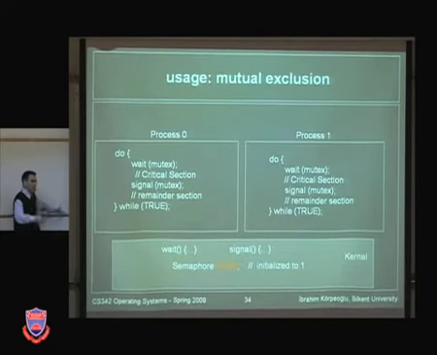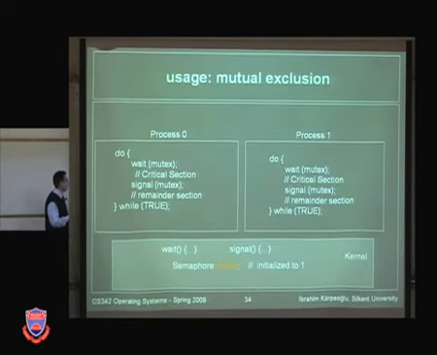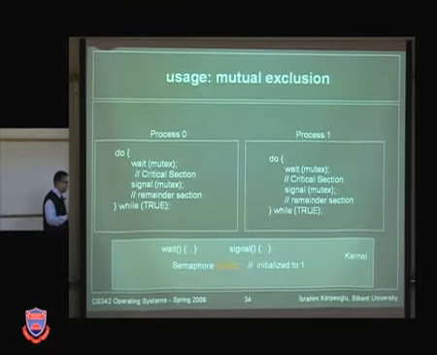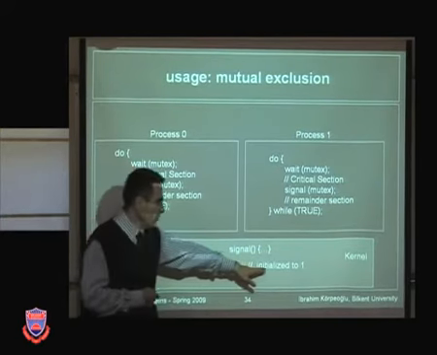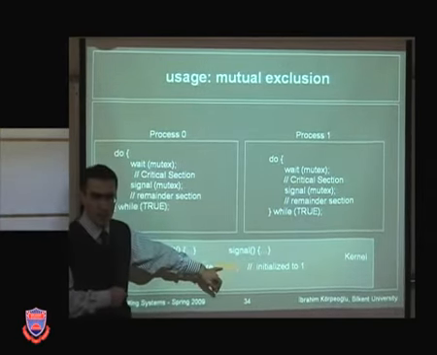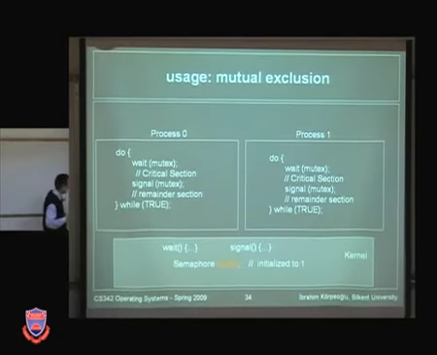Assume those processes are started up concurrently, they are running, and one of them will be the first one to execute a wait operation. So the semaphore is initialized to 1. Let's assume initially the semaphore mutex has a value 1.